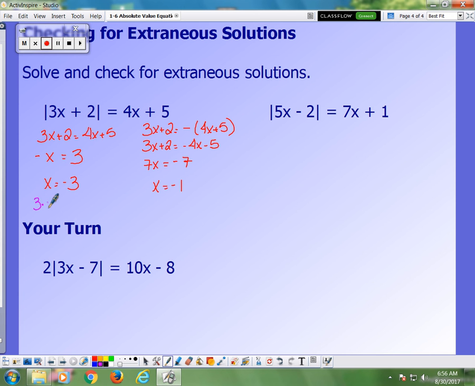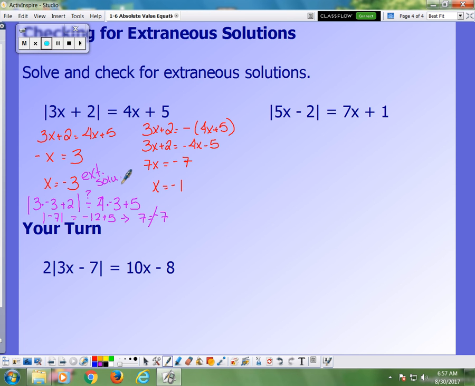So I'm going to have the absolute value of 3 times -3 plus 2. And does that equal 4 times -3 plus 5? Well, let's see. This is -9. -9 plus 2 is -7, the absolute value of -7. On the other side, I have -12 plus 5. So let's keep going. So does 7 equal -7? No. So this is considered an extraneous solution.